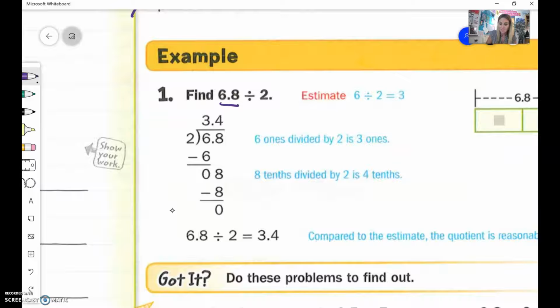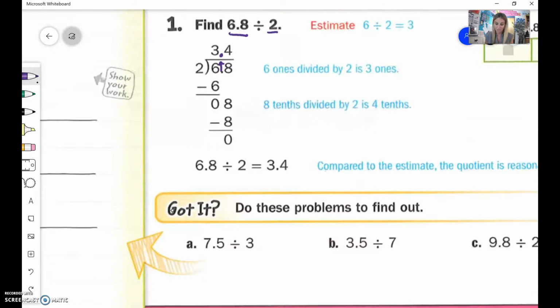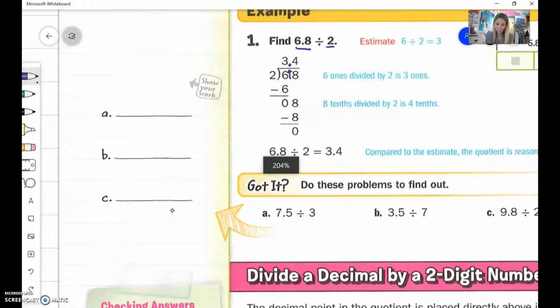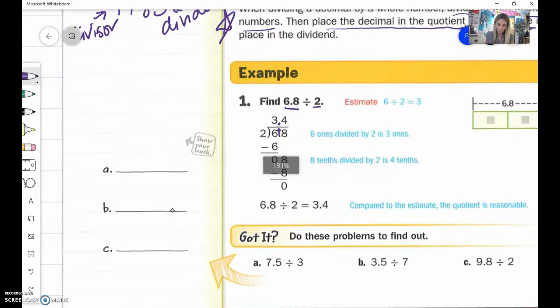You have 6 and 8 tenths divided by 2. The first thing you're going to do is take this decimal point and place it directly above, right there. And then you're going to divide. You ignore that decimal point, but you divide each of those numbers out. So you take 6 divided by 2, and you get 3, and you subtract, and bring down, and then you do 8 divided by 2, which is 4, and you get 3.4. So all we're doing is the basic division, and taking that decimal point and moving it up. That's it, friends.